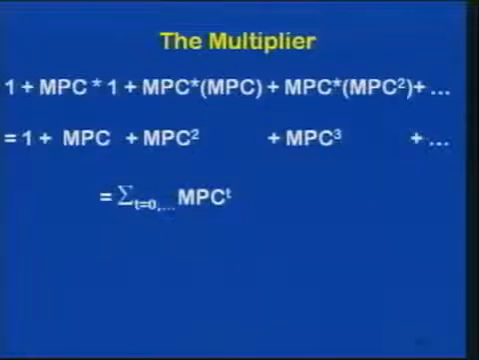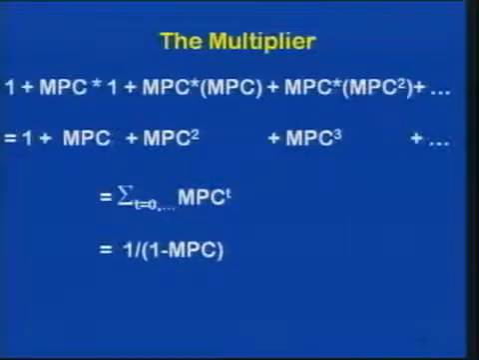As long as the marginal propensity to consume is less than 1, it's going to end up being equal to this: 1 divided by 1 minus the marginal propensity to consume. This is what you learned in high school, that this infinite sum, when this is less than 1, is equal to this quantity. So I'm not going to try to rederive that fact.